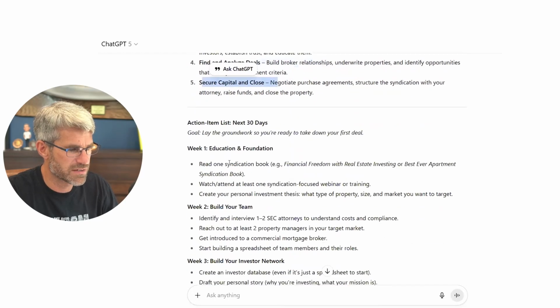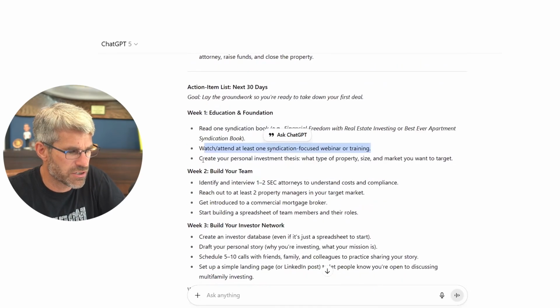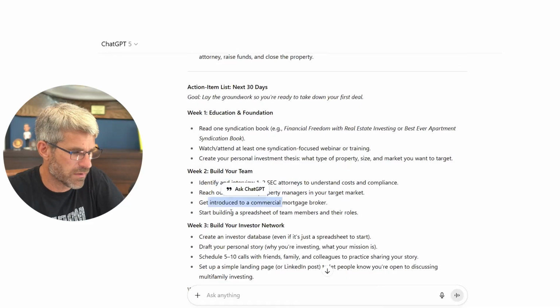All right, so action items here. Lay the groundwork: education foundation, read one syndication book, attend at least one syndication-focused webinar or training, create your own personal investment thesis, what type of property. So there's some setup we've got to do here. Then we want to build a team. They've got an attorney, property manager, mortgage broker. That sounds pretty good.